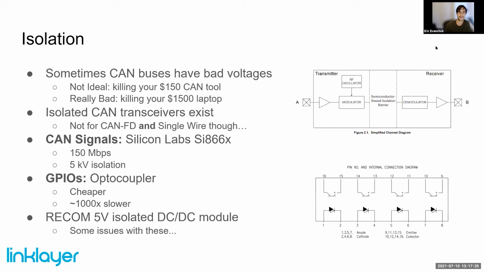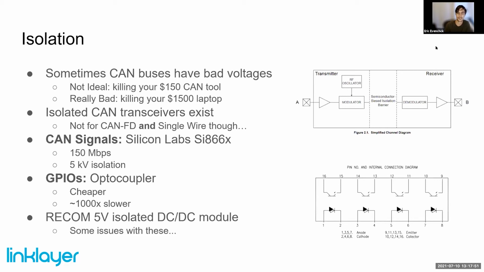And interestingly, they have these chips in different variants that will allow you to have 2 channels going one direction, 2 channels going the other direction, or 4 channels in one direction. So you can sort of pick the one you need for your application. So for the CAN signals, I used these because they go up to 150 megabits per second, which is more than enough. And they provide 5 kilovolts of isolation, which is more than enough.